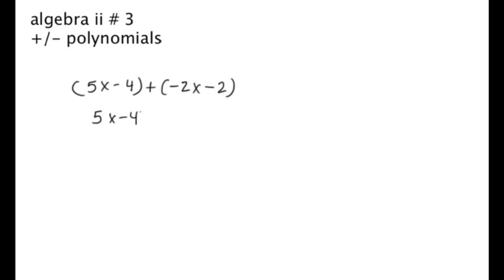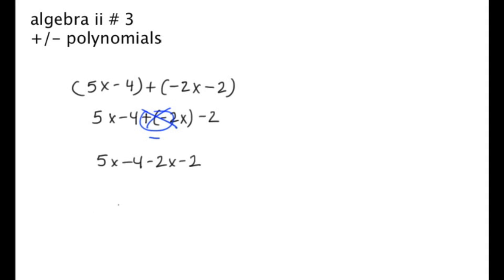5x minus 4 plus minus 2x minus 2. In this case, I just drew the parentheses here to distinguish the plus and the minus next to each other, and I didn't want to confuse. But what you can actually do is just cross this out, and this is just a minus, so it would be minus 4 minus 2x. So let's rewrite that: 5x minus 4 minus 2x minus 2. A lot of minuses, it's all minuses here.